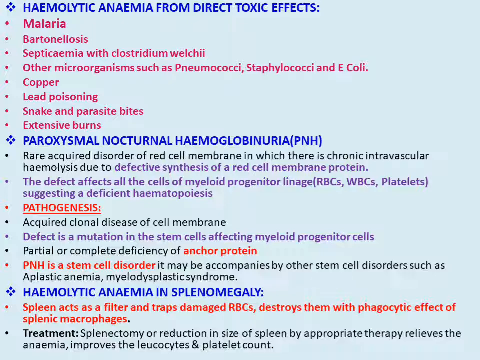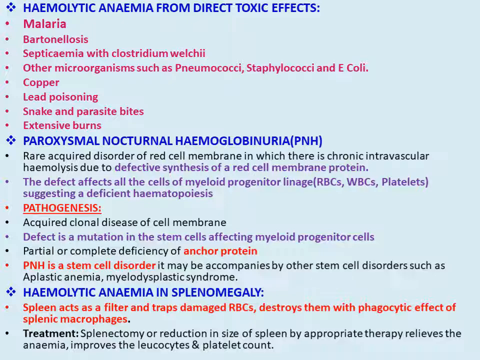Extensive burns means somebody burnt with fire, with too much of the body burnt. That type of person gets hemolytic anemia. Snake poison and parasite poison cause hemolytic anemia, as do lead and copper, heavy metal poisoning. Then infection causing septicemia, with microorganisms like pneumococcus, staphylococcus, E. coli. Malaria is the first preference. So in all these diseases and poisonous chemicals, hemolytic anemia is caused by the direct effect.